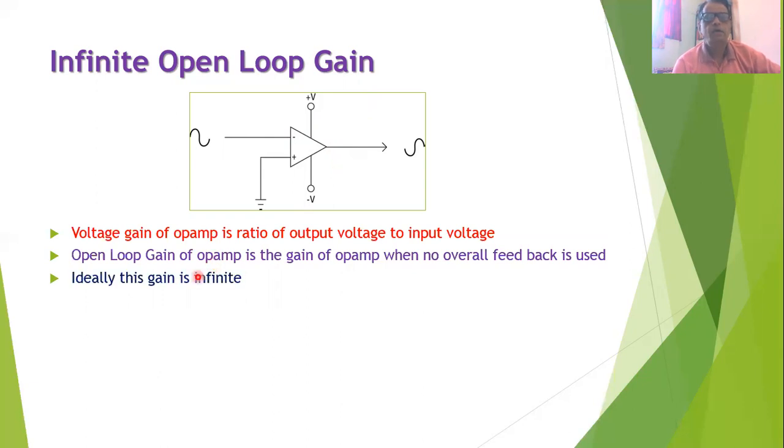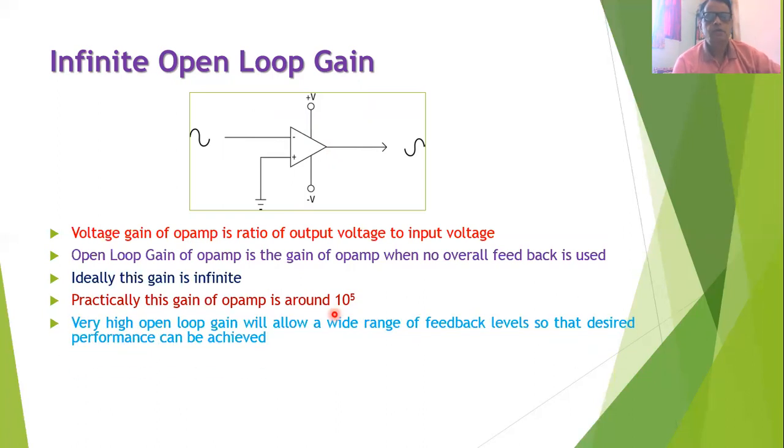Ideally, this gain of the operational amplifier is infinite, but practically you will observe that this gain cannot be infinite, but it is very high, in the range of 10 to the power 5. So when you have a very high open loop gain for the operational amplifier, that will allow a wide range of feedback levels so that the desired performance of the operational amplifier can be achieved.